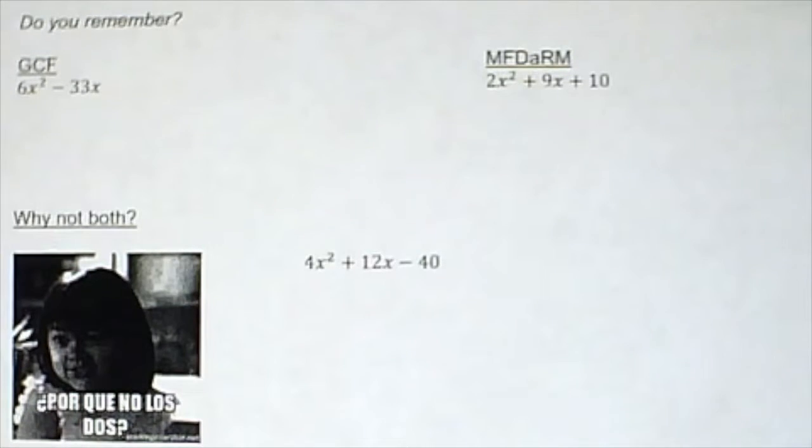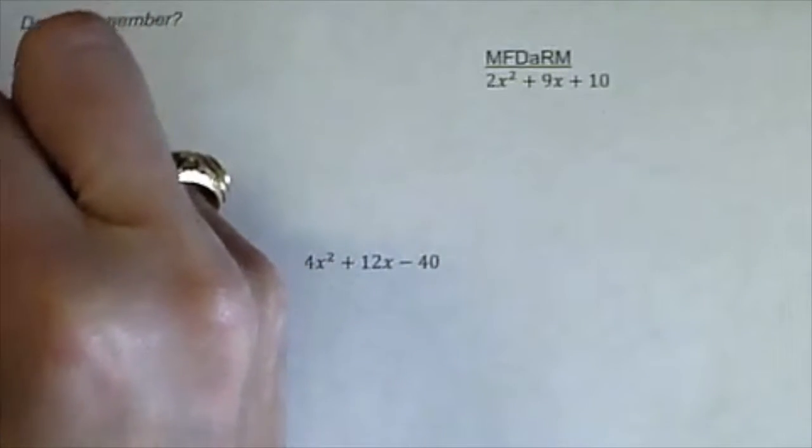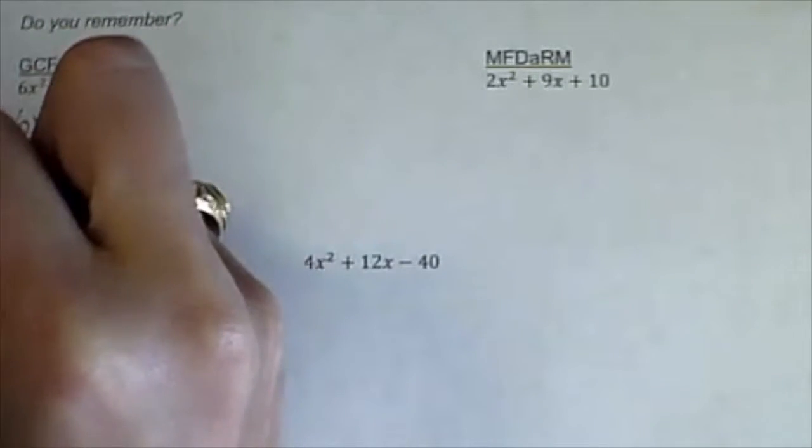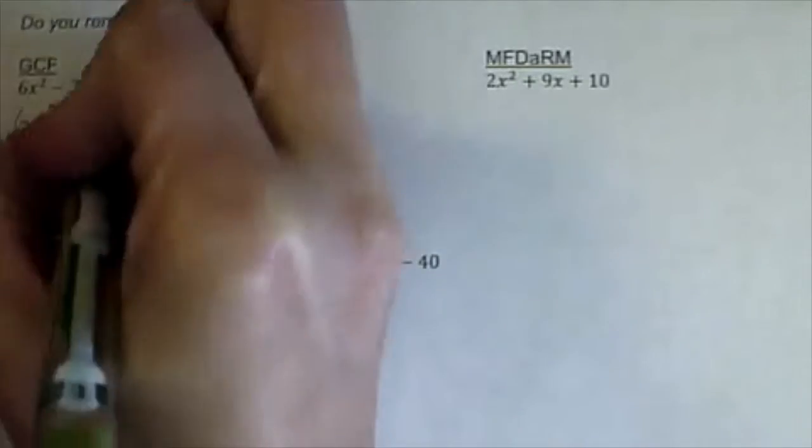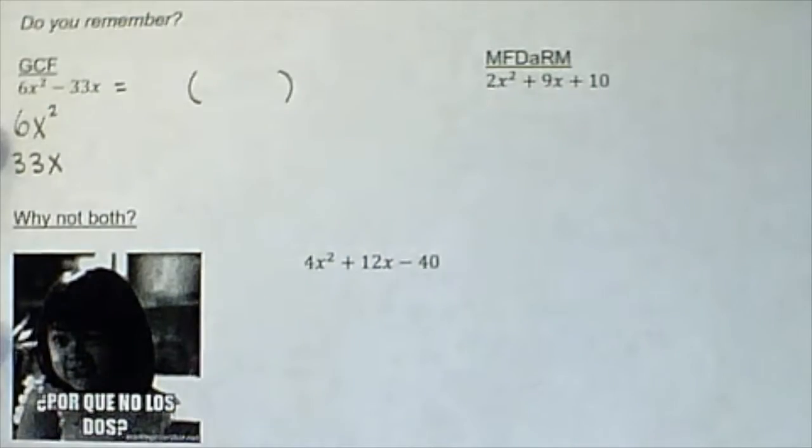But if not, I'm going to want to go ahead and list those first two terms. So I'm going to write out 6x squared. I'm also going to write out 33x. And remember when we did this, we said we weren't going to worry so much about the negative sign. We'll get to that here in a minute. And then we wanted to think about what was in common between the two.